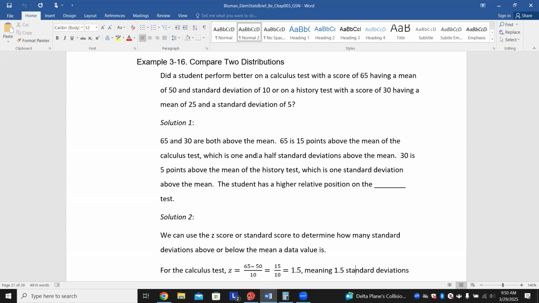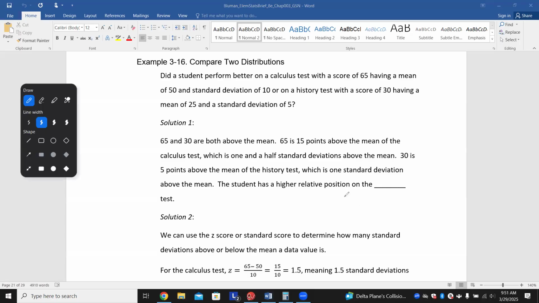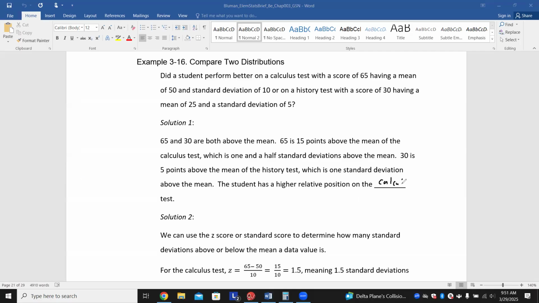First we're going to look at the calculus test. 65 and 30 are both above the mean. 65 is 15 points above the mean of the calculus test, which is 1.5 standard deviations above the mean. 30 is 5 points above the mean of the history test, which is 1 standard deviation above the mean. So the student has a higher relative position on the calculus test because they are 1.5 standard deviations away. Again, the more standard deviations positive you are, the higher in the percentile you are.